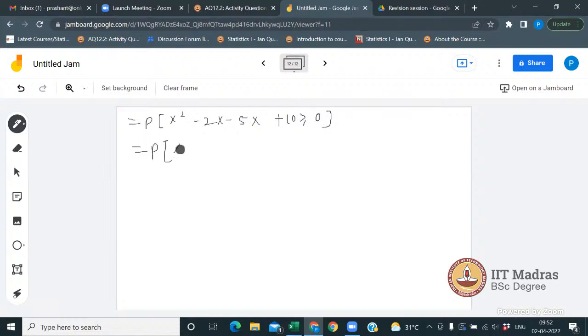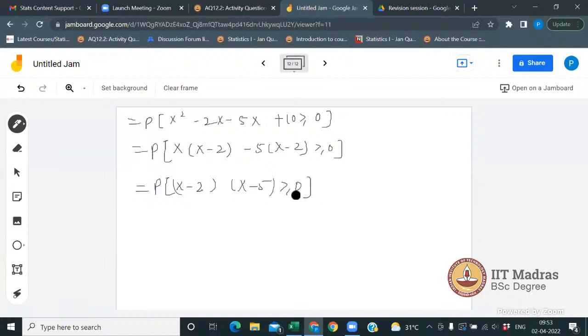So x can be taken as common. It will be x minus 2 minus 5, x minus 2 is greater or equal to 0, right? So it will be x minus 2, x minus 5 greater or equal to 0. Now, your uniform distribution is from 0 to 10, right? Yes, sir. And 2 is here, suppose 5 is here, for example. See, you have to find the values of x for which both these quantities, after multiplication, will be greater or equal to 0, right?